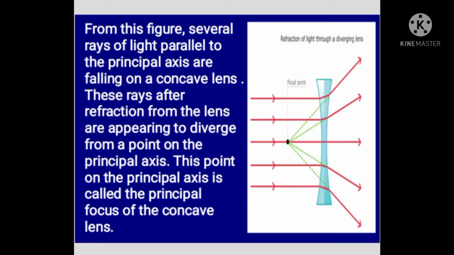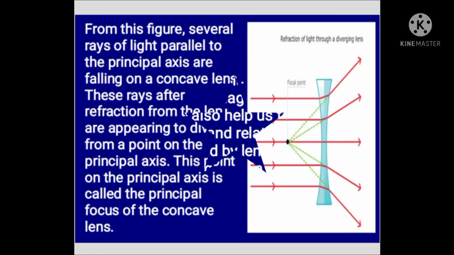Observe this figure. Several rays of light parallel to the principal axis are falling on a concave lens. These rays, after refraction from the lens, appear to diverge from a point on the principal axis. This point on the principal axis is called the principal focus of the concave lens.